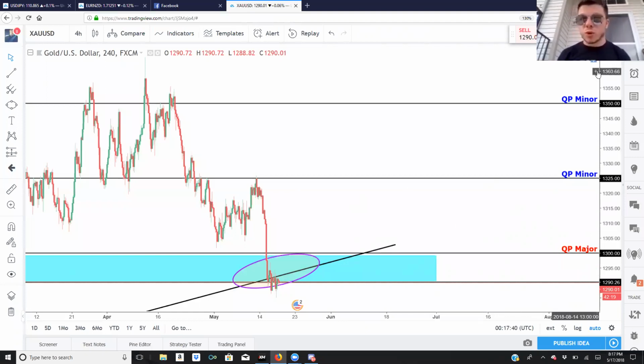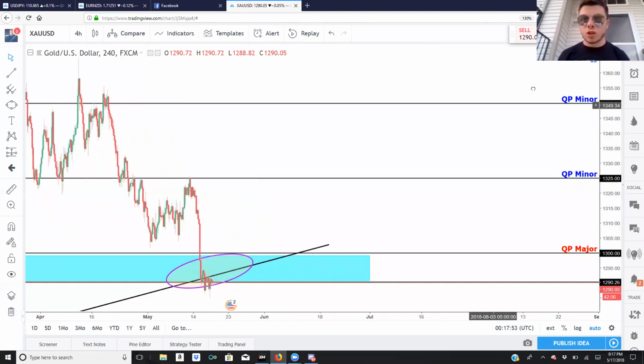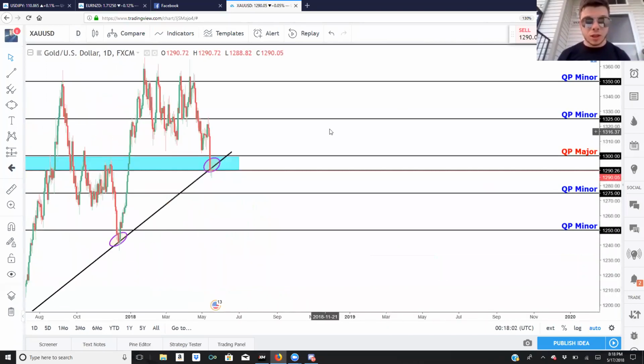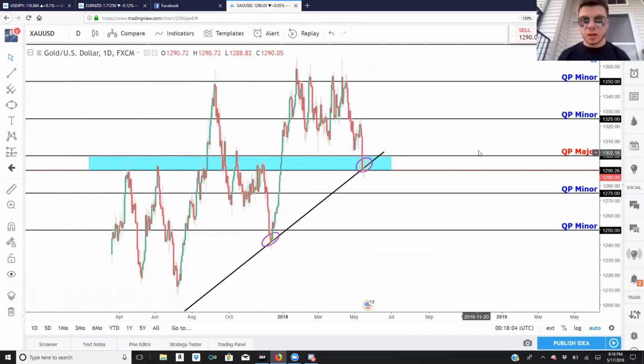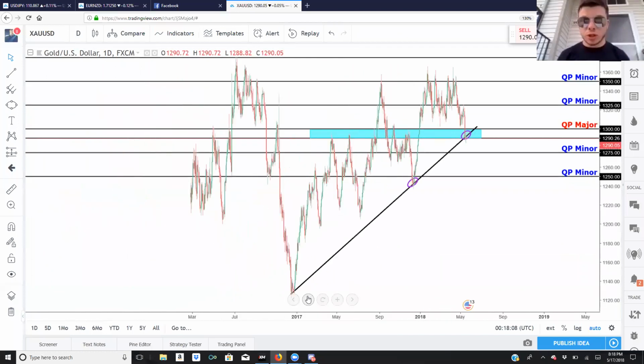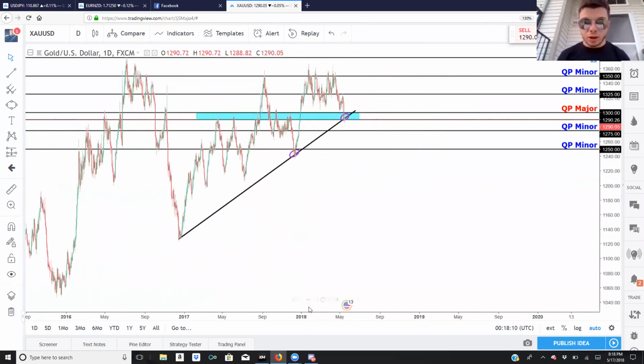So 1,300 and 1,400 are your majors, and the 250 pip mark is going to be 13,250, 13,500, and then 13,750, and then it gets you to your other major, which was your 1,400 area. Oh, that's why you guys can see, I wasn't on the day, my bad.